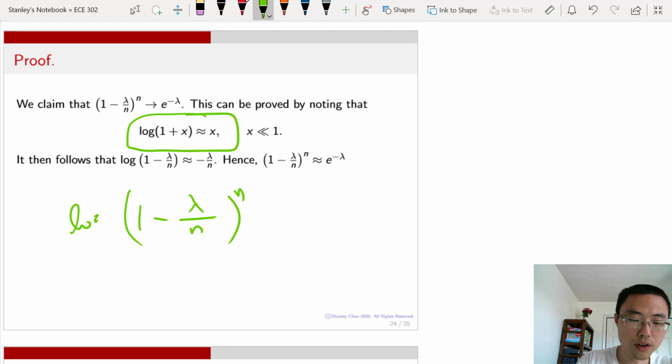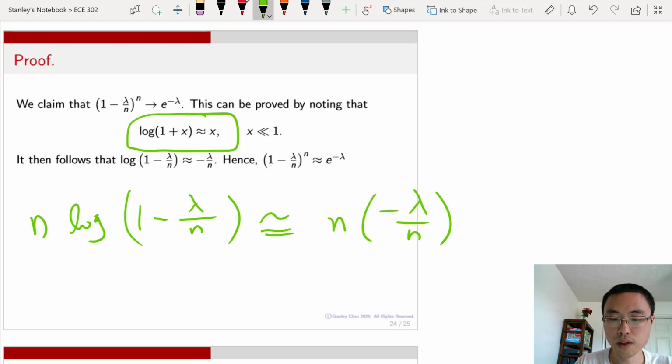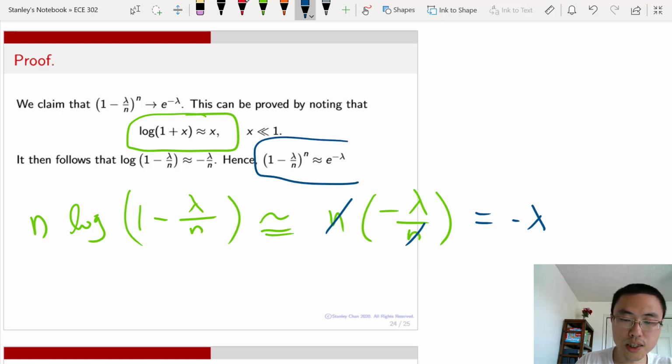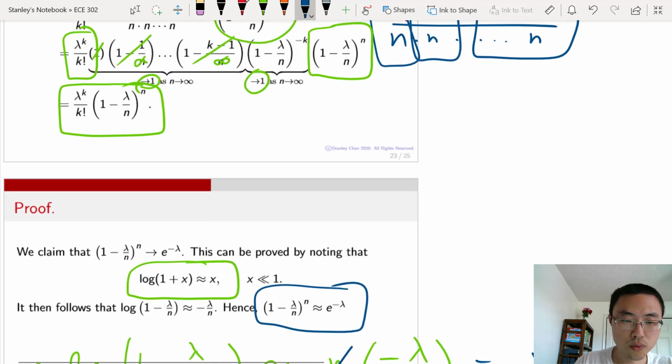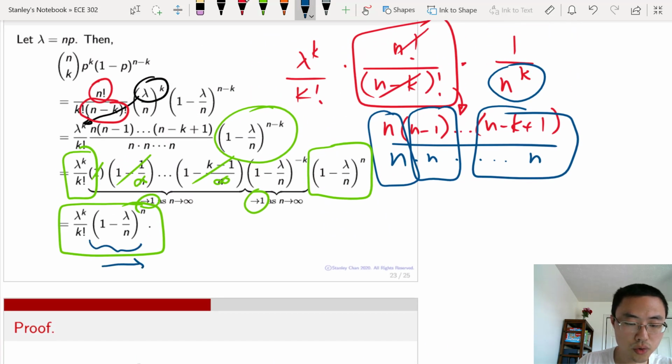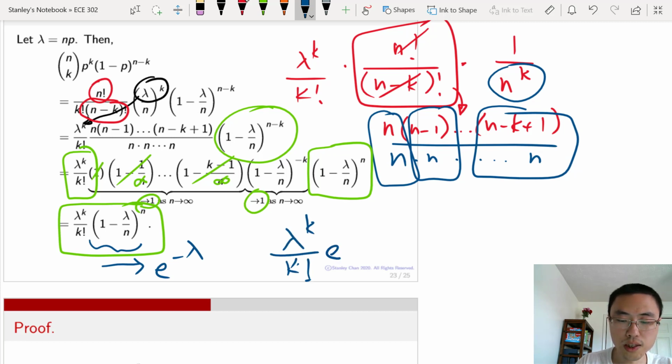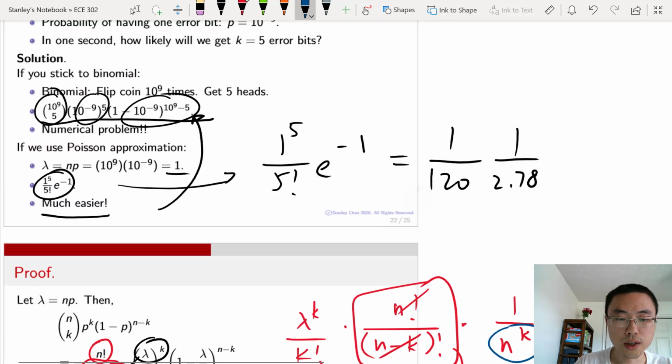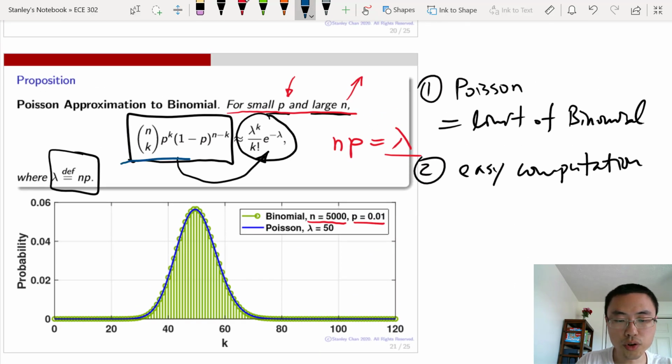Let's just take a log of this. If you take the log, then you have n times the log of this, and this will approximately equal n times minus lambda divided by n. And so now this n will cancel out, so you have minus lambda. And then you take the exponential back again, so you have e to the minus lambda. So what? Well, this number is going to e to the minus lambda, and so you have lambda to the power k divided by k factorial, and then e to the minus lambda. And so we have proved this magical result that the Poisson is an approximation to the binomial.